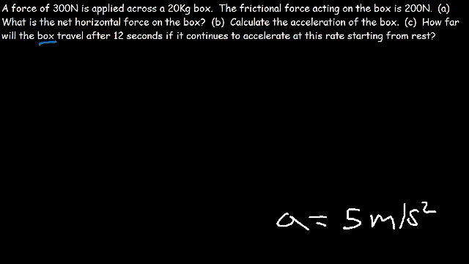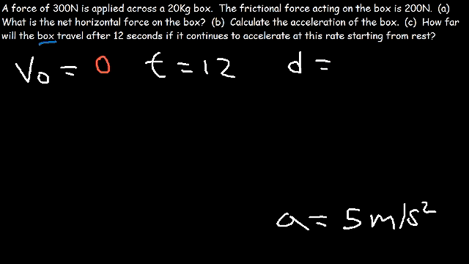Now what about part C? How far will the box travel after 12 seconds if it continues to accelerate at this rate, starting from rest? So the initial speed is 0 if it starts from rest. The time is 12 seconds. Our goal is to find the distance traveled. So we're looking for D.